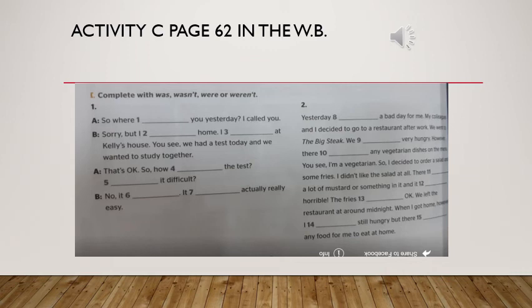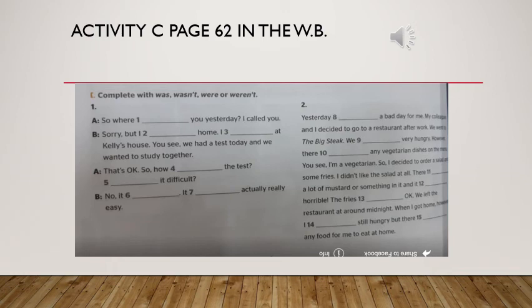My colleagues and I decided to go to a restaurant after work. We went to the Big Steak. Here we write, with we, we use were. We were very hungry. However, there weren't any vegetarian dishes on the menu. So dishes means plural, so we use were or weren't. Okay, so here we will choose weren't.